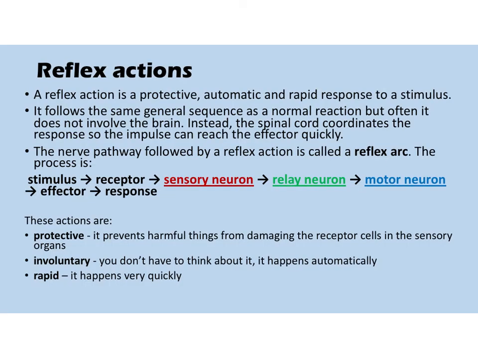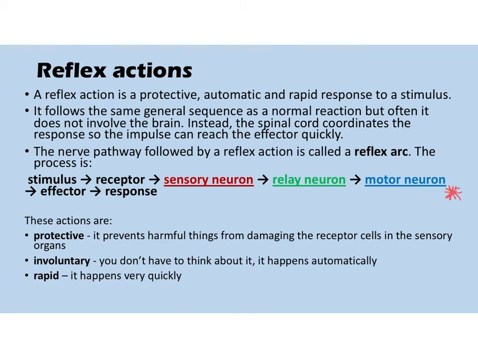So next we're going to look at reflex actions. So a reflex action is a protective, automatic and rapid response to a stimulus. It follows the same general sequence as a normal reaction, but often it does not involve the brain. Instead, the spinal cord coordinates the response so the impulse can reach the effector quickly. So the nerve pathway followed by a reflex action is called a reflex arc, and the process is the same. So stimulus to receptor to sensory neuron to relay neuron to motor neuron to effector to response. Okay, so it's really important that you remember this order of the pathway.